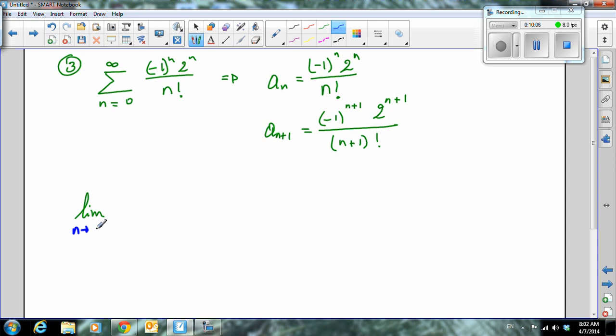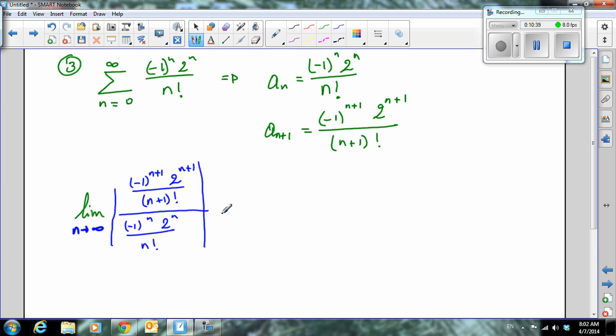So as n approaches infinity of, it's all inside the absolute value. I start with the top one, which is negative 1 to the power of n plus 1 times 2 to the power of n plus 1 over n plus 1 factorial, that I'm dividing by negative 1 to the power of n times 2 to the power of n over n factorial. From here, I will use my keep change flip, and it returns that limit to a single fraction now. I have negative 1 to the power of n plus 1 times 2 to the power of n plus 1. That's my keep. And I have n plus 1 factorial. I just copied the first one, changed the division into multiplication, and flipped the second one.